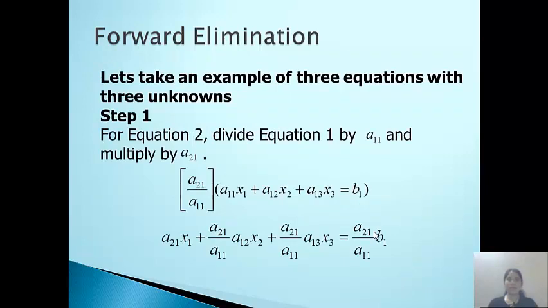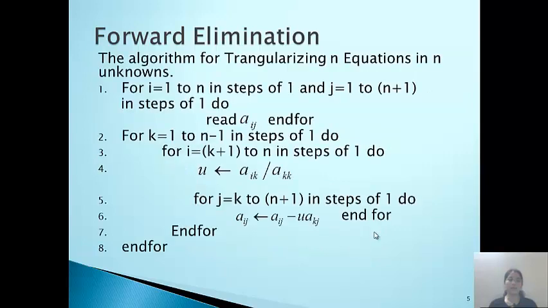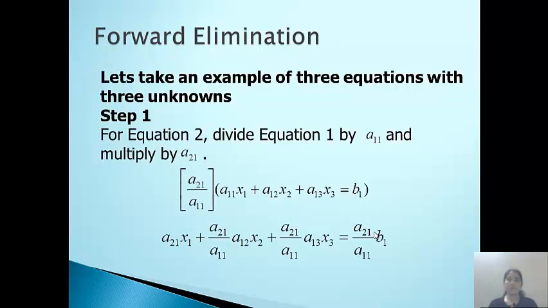Now let's check this algorithm with three equations with three unknowns. First is step 1: for equation 2, divide equation 1 by a11 and multiply by a21. That is, here u equal to a21 upon a11. We have seen previously in this for loop that we have set u for i equal to k plus 1. Here i equal to 2, n equal to 3.